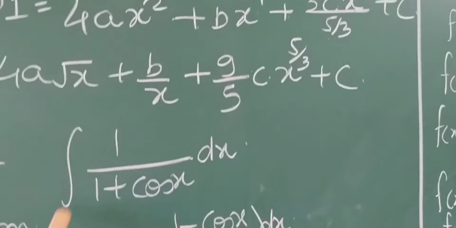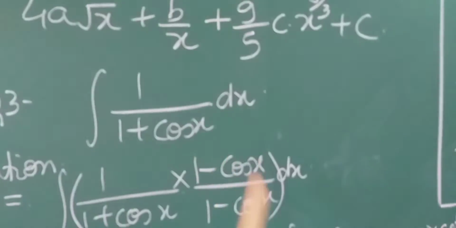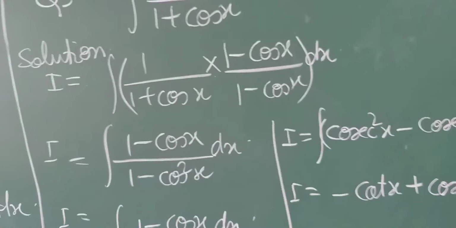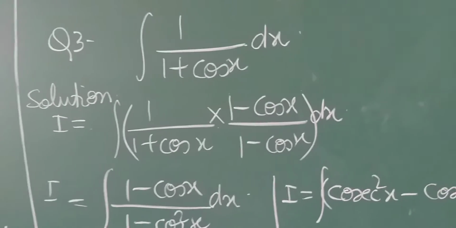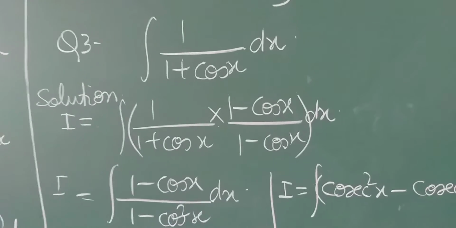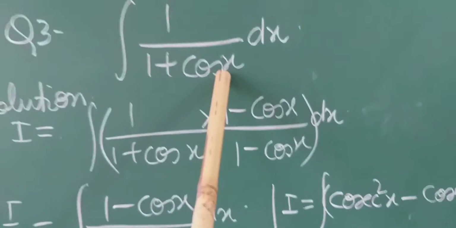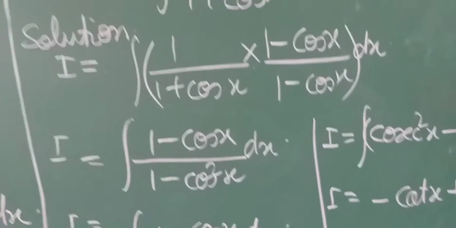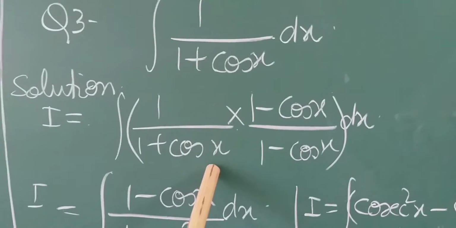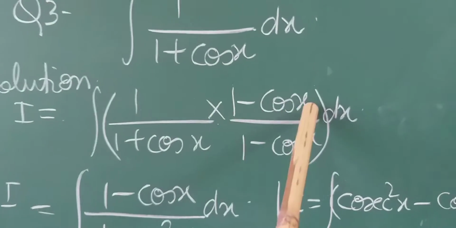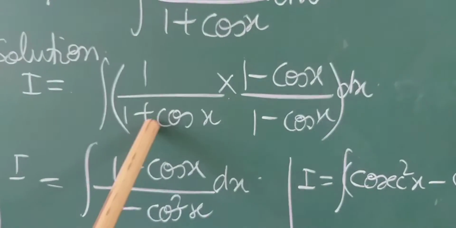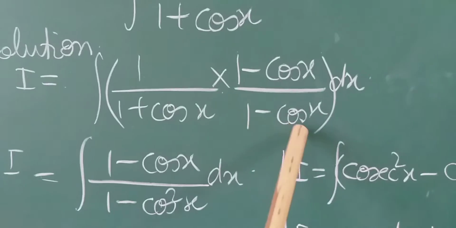Question number 3. Integration of 1 upon 1 plus cos x dx. So, student, as you know, we have to remove the division and multiplication part to find the integration. Here we have 1 plus cos x in the denominator, so let us rationalize it. 1 upon 1 plus cos x is multiplied by 1 minus cos x upon 1 minus cos x. We can change the sign to rationalize the denominator.